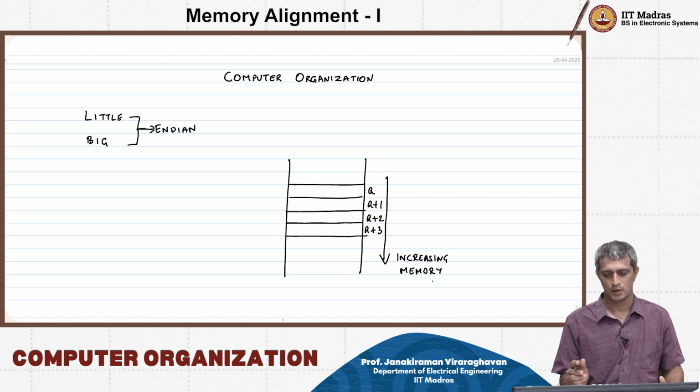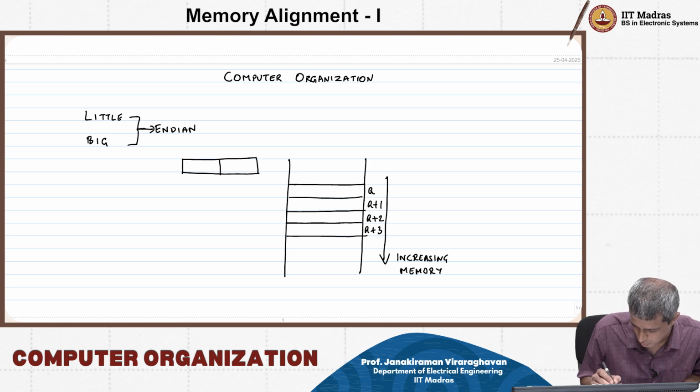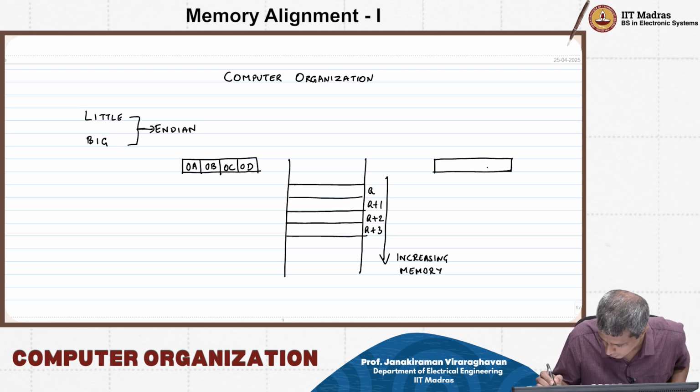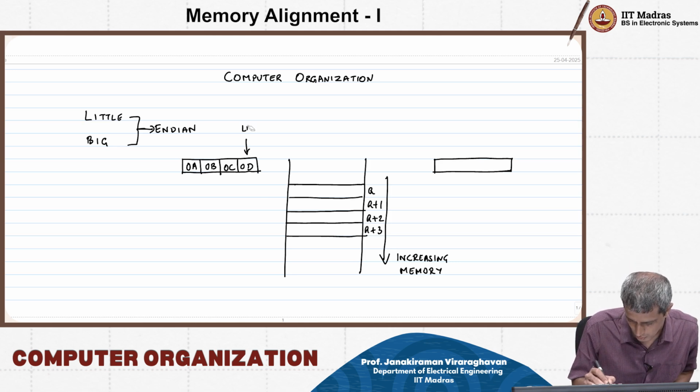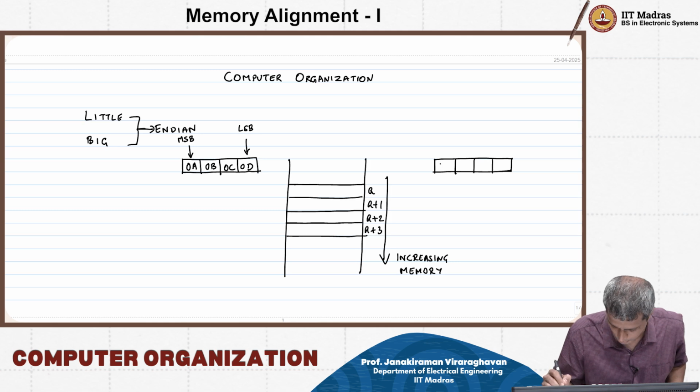Let's say I have 4 bytes of memory location like this, and I want to store 4 bytes of data like this: 0A, 0B, 0C, 0D, and I'll also put the same thing on this side. So this is my LSB, least significant byte, and this is the most significant byte. Likewise out here I'm doing the same thing, 0B, 0C, 0D, and this is the MSB and this is the LSB.